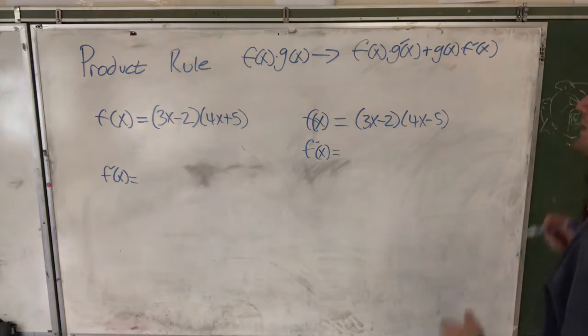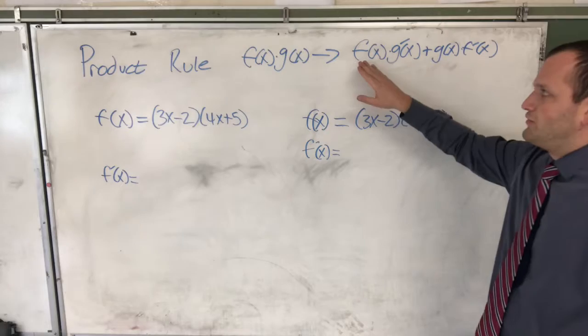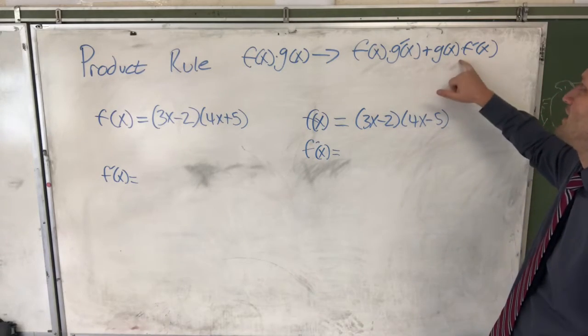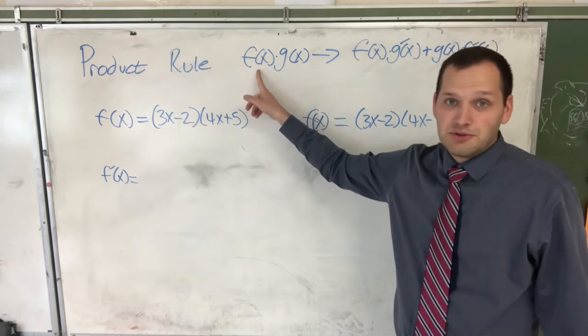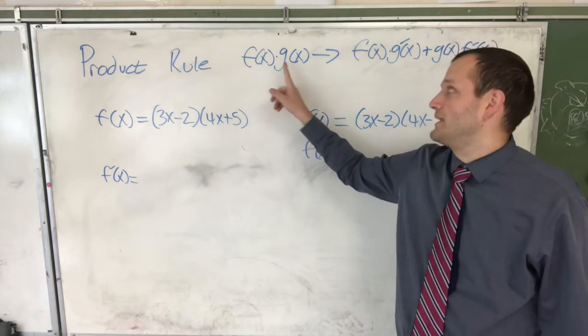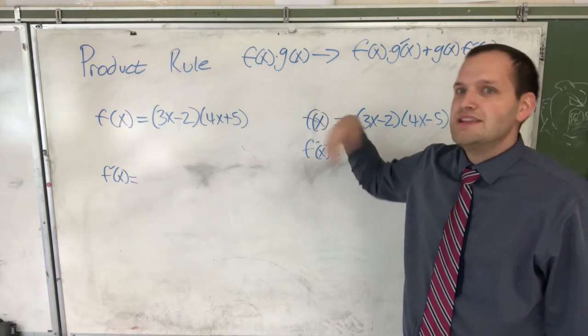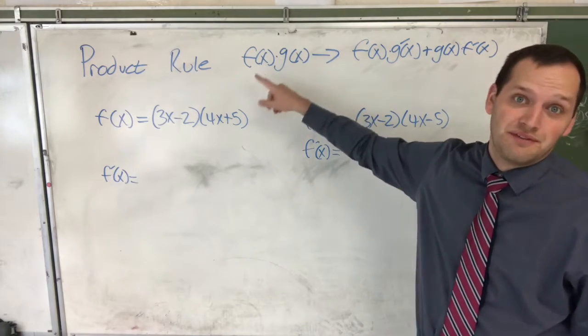Okay? Now the rhyme that you need to remember is it's the first times the derivative of the second plus the second times the derivative of the first. So what you're doing is you're taking the original function, f of x, and multiplying it by the derivative of the second function, then adding it to the second function times the derivative of the first function.